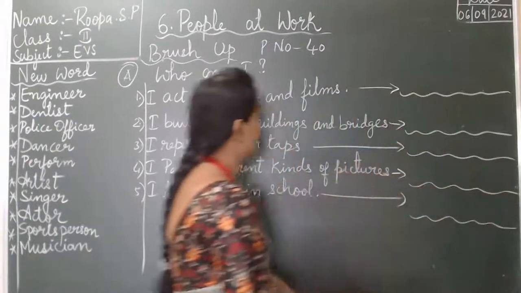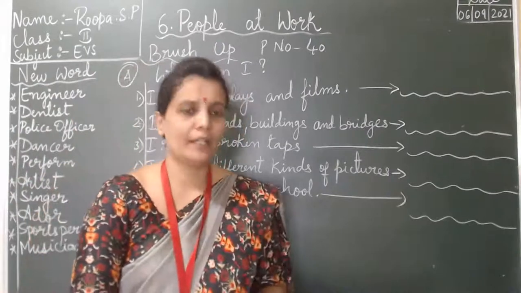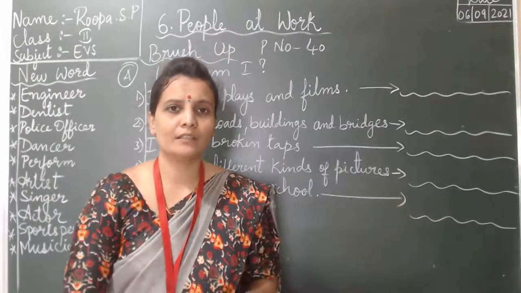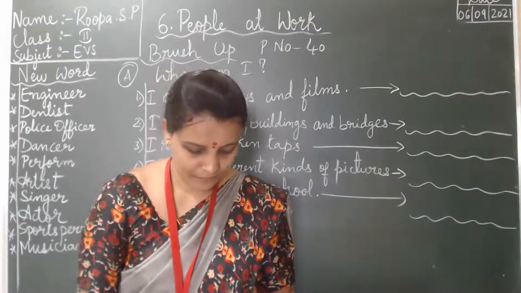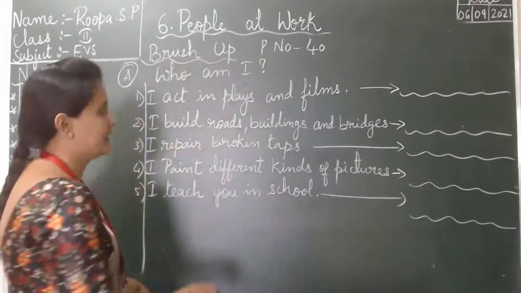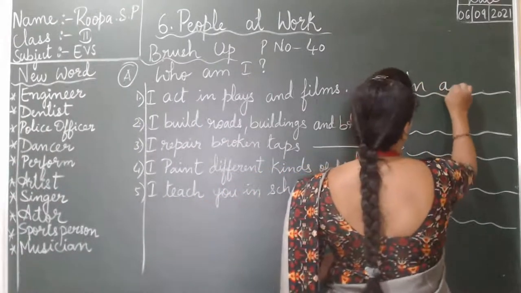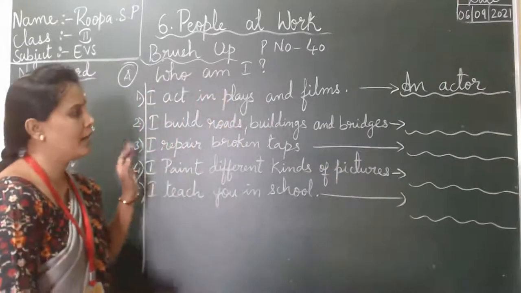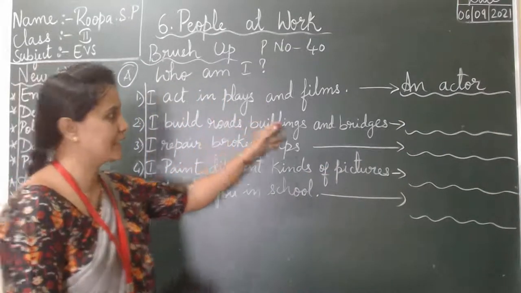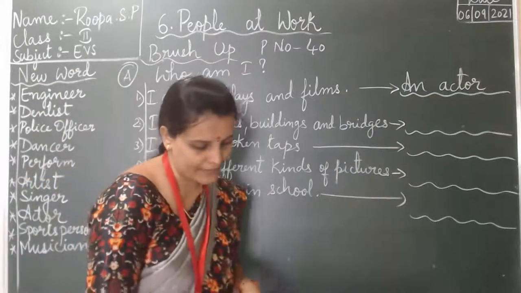Yes, children. First one. I act in plays and films. Who am I? Who acts in plays and films? Yes, what do we say that person? An actor. We say the person is an actor. A-C-T-O-R. I act in plays and in films. An actor.